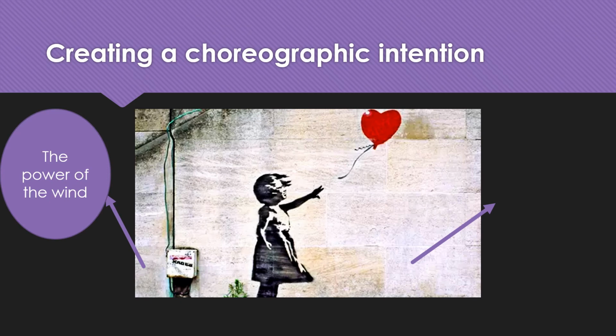So one could be the power of the wind. That clearly links to this picture because we see her hair flowing forward, we see the balloon going away. So a choreographic intention and the aim of a dance could be to show the power of the wind.